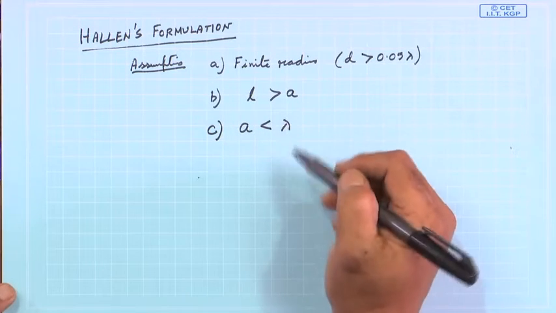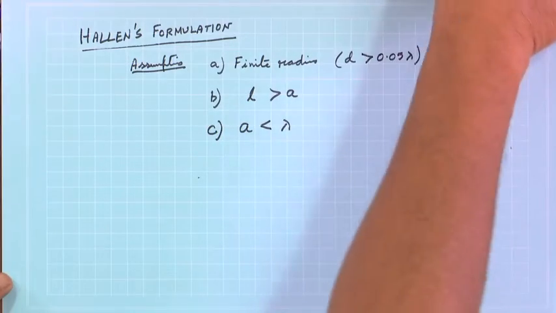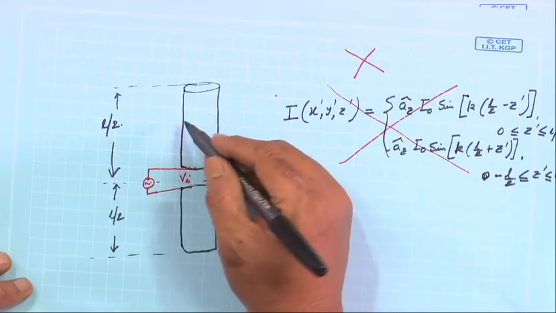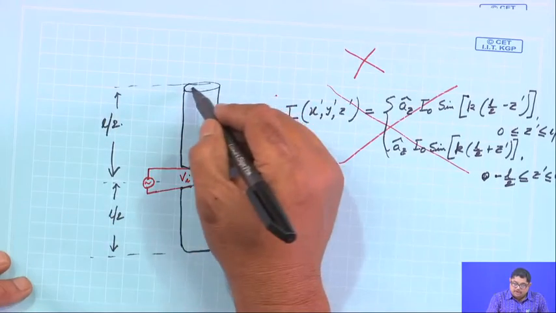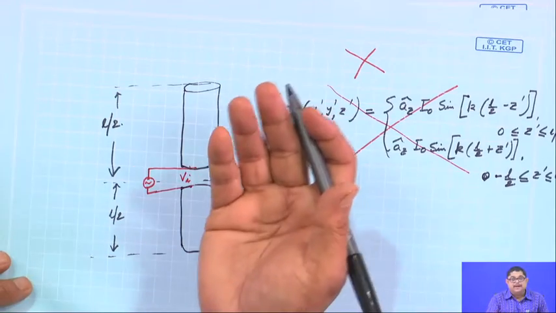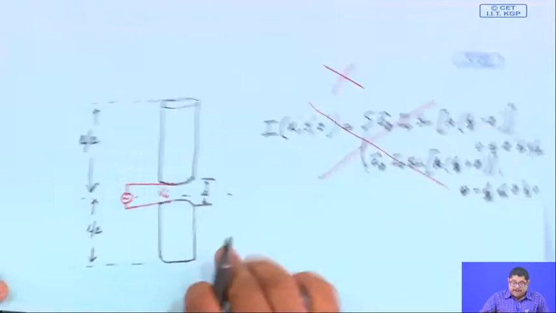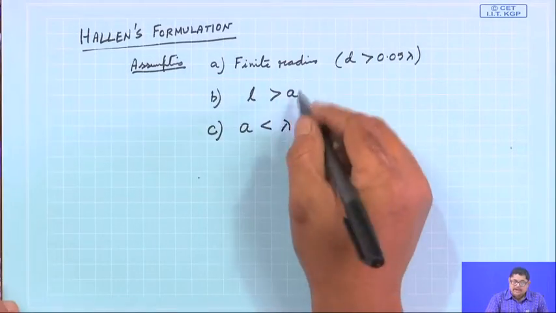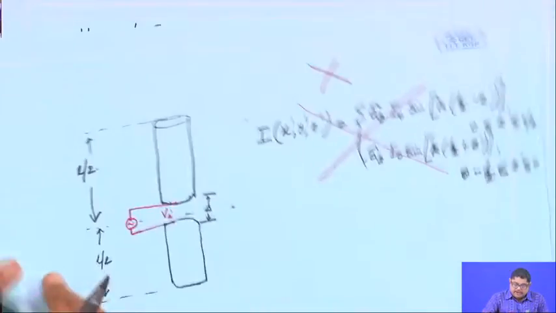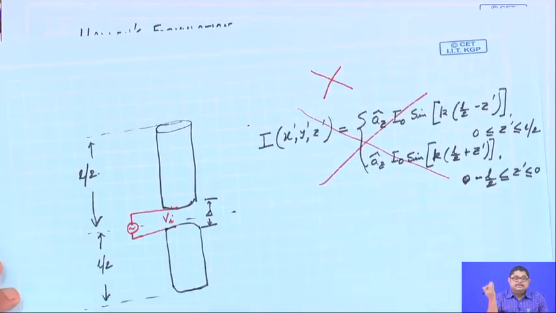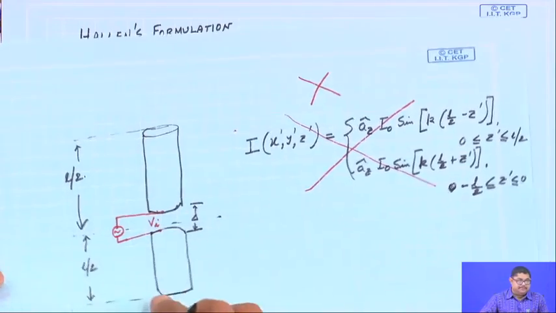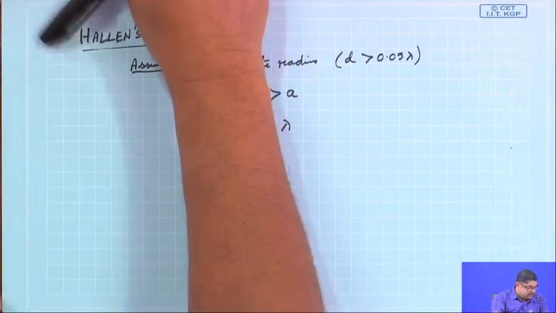Now, what happens if I have a practical cylinder like this? There will be currents on the sides, and also on the top and bottom caps of the cylinder. But by this assumption we are neglecting the caps. We say that the current is only on the cylindrical surface, not on these planar caps. That is why these assumptions.